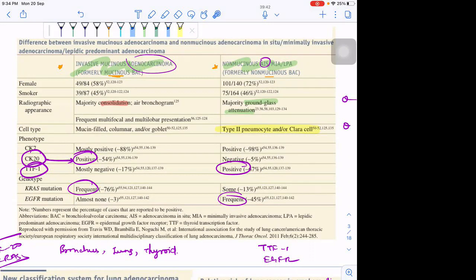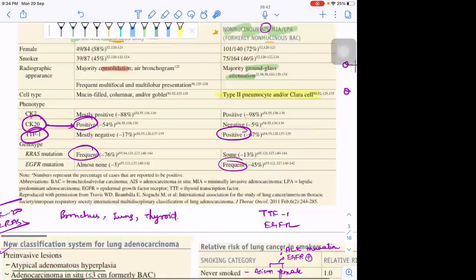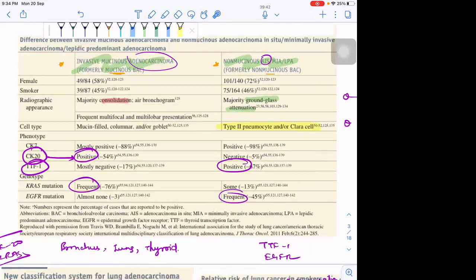The cell type in invasive mucinous adenocarcinoma is mucinous, so definitely mucin-filled columnar and goblet cells will be present, and in non-mucinous AIS, type 2 pneumocytes or Clara cells will be present. So for invasive mucinous adenocarcinoma, what are the phenotypes? The immunohistochemical marker present is CK20 positive, and non-mucinous AIS is TTF positive.